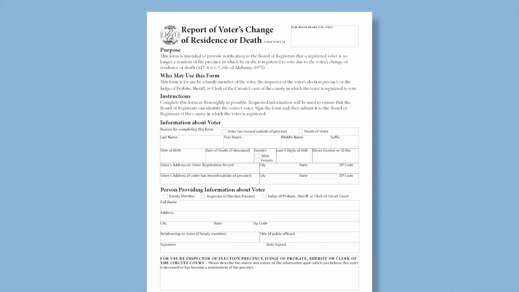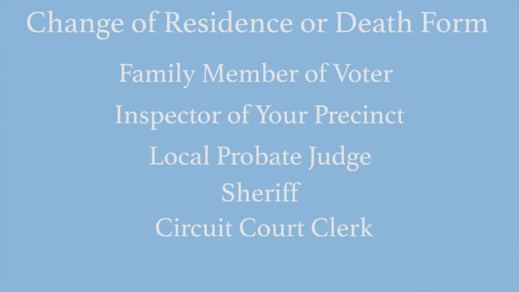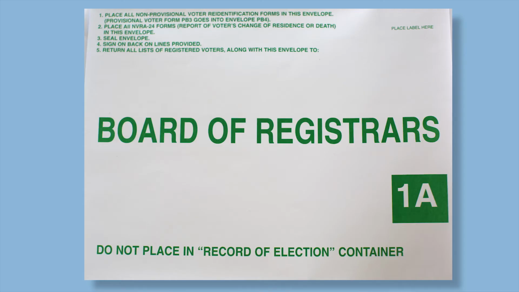Also in your packet, there is a report of change of residency or death form. The only people permitted to fill this form out are a family member of the voter, the inspector of your precinct, or your local probate judge, sheriff, or circuit court clerk. Say, for instance, a family member comes in and a brother or sister has moved out of state and that family member wants to report that, they can check that box, family member, complete that information, where their family member has moved to, and that would also go in the envelope for the Board of Registrars so they can correct the rolls.